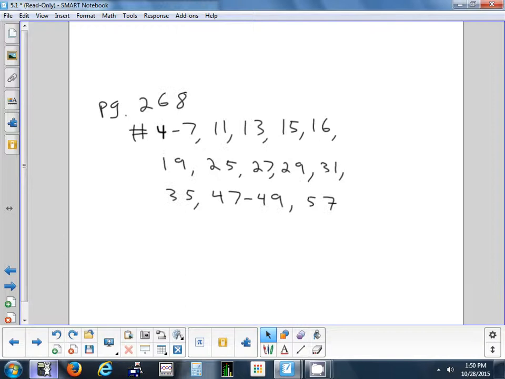All right, so the homework is on page 268. It's quite a bit of graphing, so you will need your calculator. It's 4 through 7, 11, 13, 15, 16, 19, 25, 27, 29, 31, 35, 47 to 49, and 57.